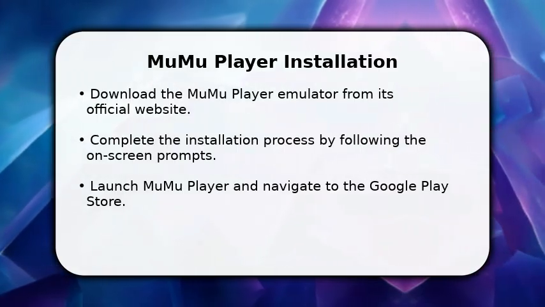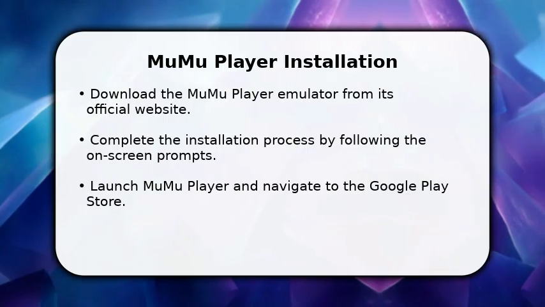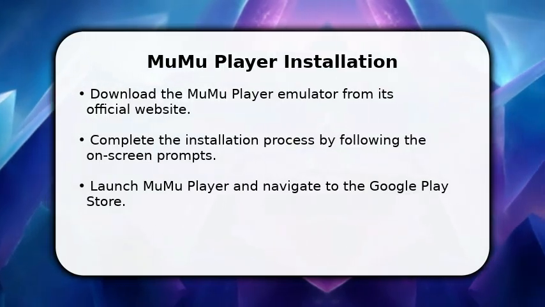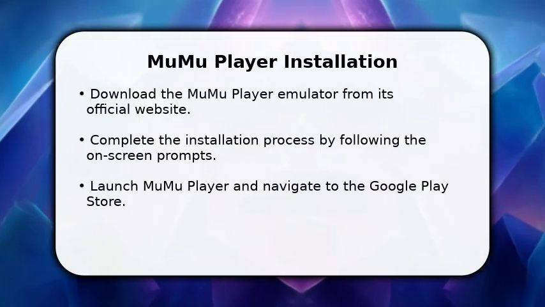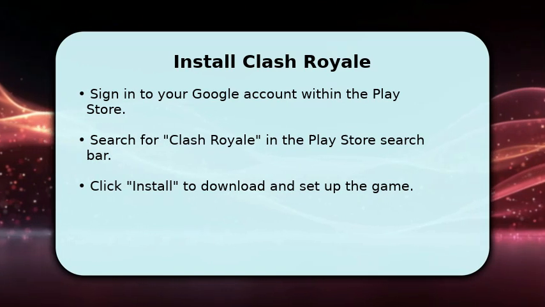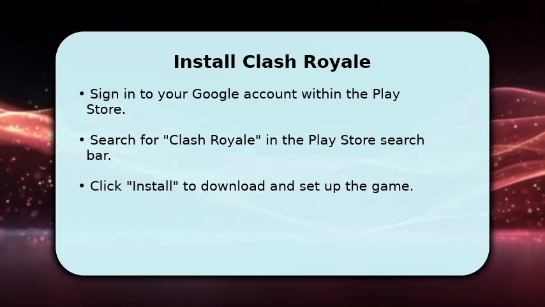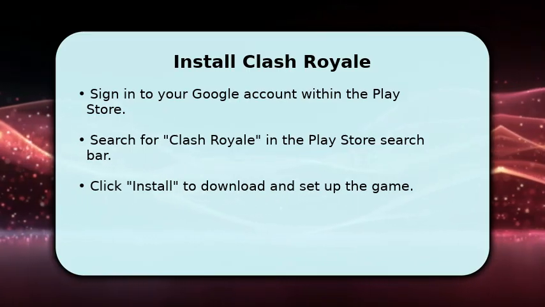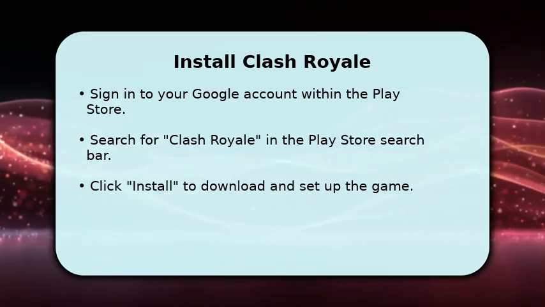Once installed, launch the emulator and locate the Google Play Store icon on the home screen. This initial setup is crucial for accessing your favorite mobile games on your computer. After launching MUMU Player, open the Google Play Store and sign in with your existing Google account. This step is essential to access the vast library of Android applications.